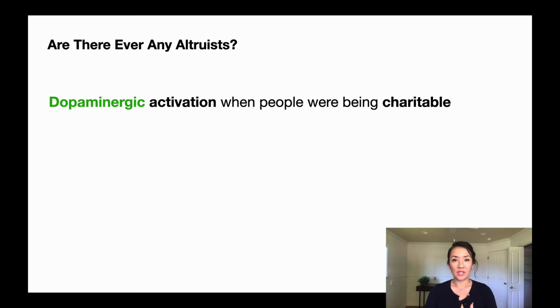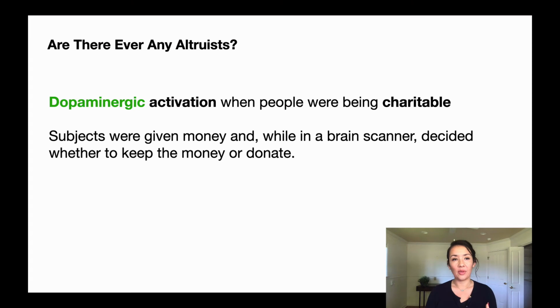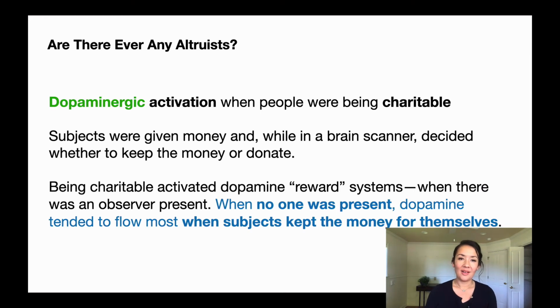Now, there is dopaminergic activation when people are being charitable. For example, there's a study where subjects were given money while in a brain scanner, and they had to decide whether to donate or keep the money. Interestingly, when there was charitable giving, the dopamine reward system was activated when an observer was present to see someone donate the money. However, when there was no one present, there was actually more dopamine reaction to people keeping the money rather than donating it.